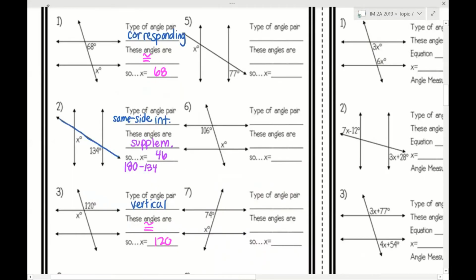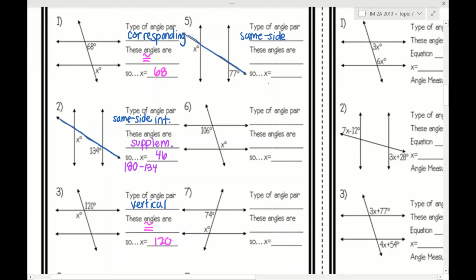For number 5, our two angles are exterior angles. I can see that they are on the outside of the parallel lines. So then I'm thinking about the transversal next. So looking at the transversal, they're both below the transversal. So that means that they are same side.